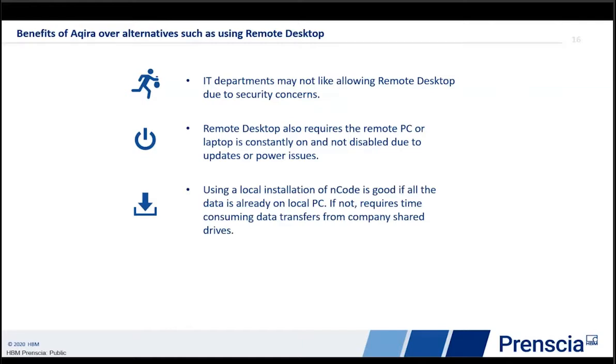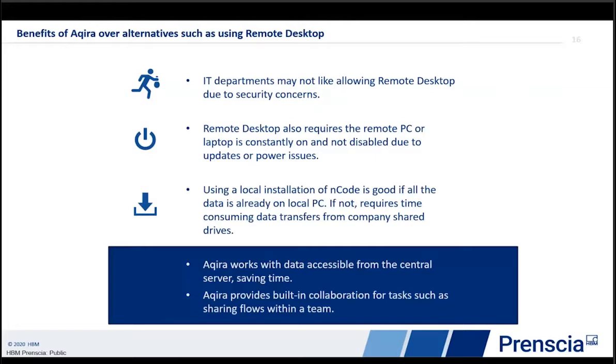On the other hand, by running Aqira over the web, you've got a central, accessible installation of nCode that can access the data that's on the servers. That can save time, since you don't have to download it. But Aqira also provides built-in collaboration tools to help with the analysis, for example for sharing the analysis flow and standardized processes within the team.